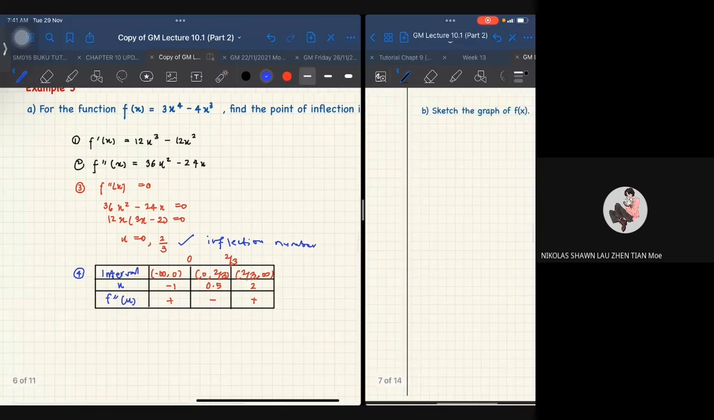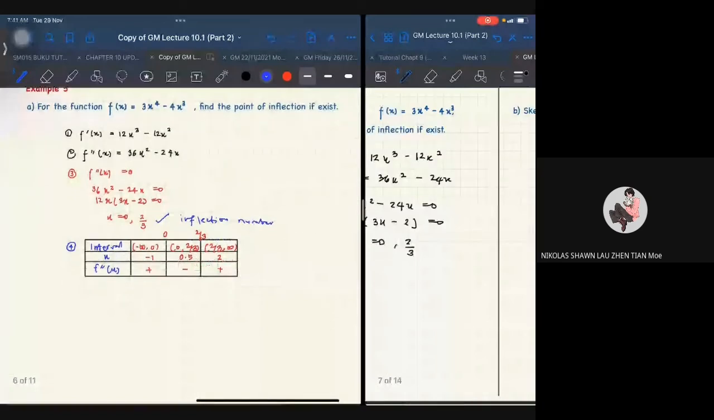Okay, tapi soalan minta kita cari apa? Soalan minta kita cari find the point of inflection. So saya nak awak sambung sendiri sampai siap macam mana nak cari point of inflection.